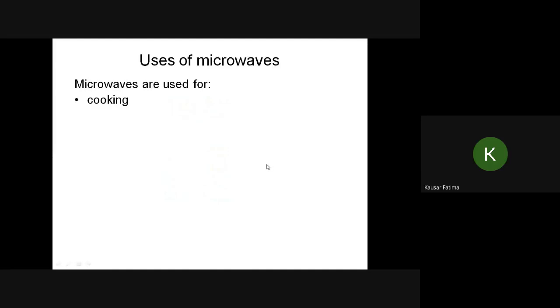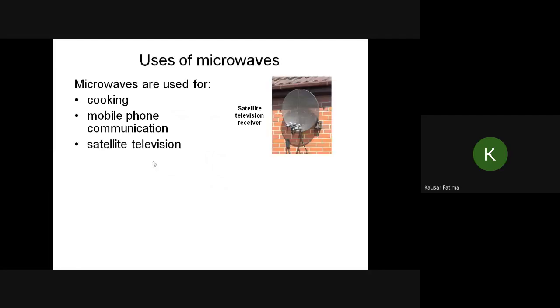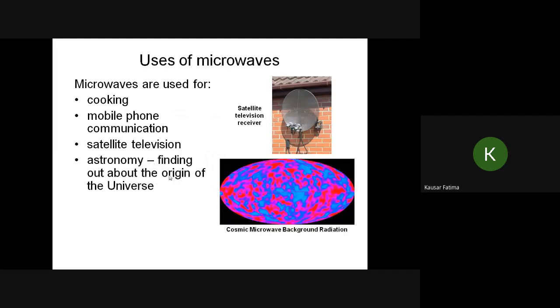Microwaves are used for cooking, of course, as you have a microwave oven at home, and for mobile phone communication, satellite television, and astronomy, finding out about the origin of the earth, how it originated. We now know that it was the big bang theory.